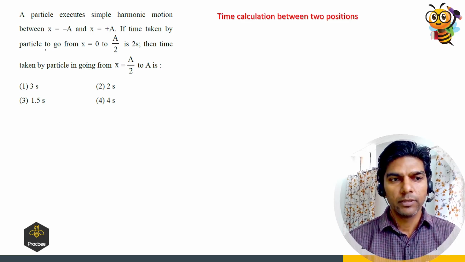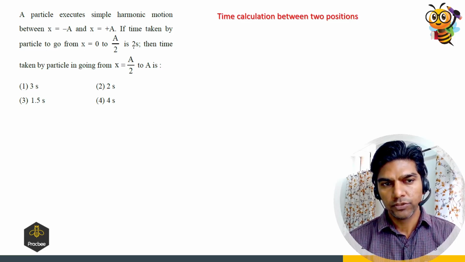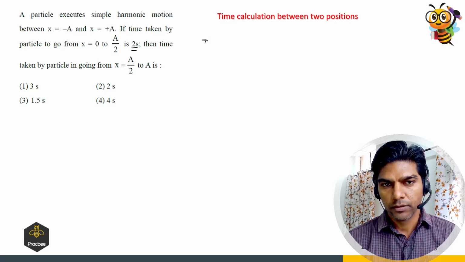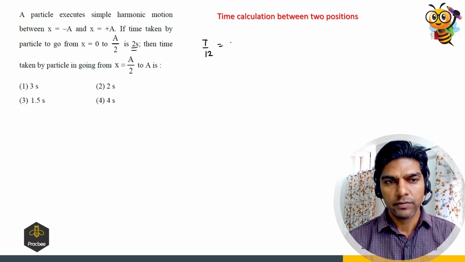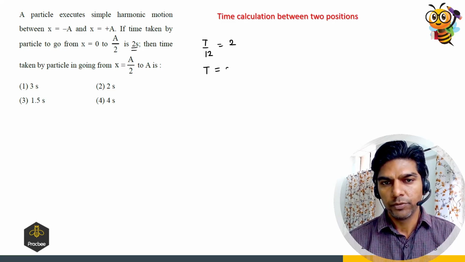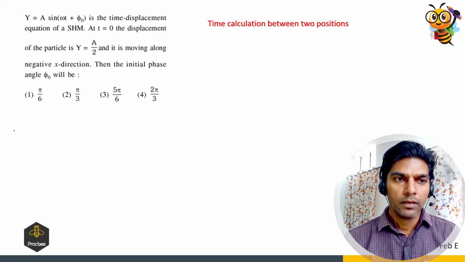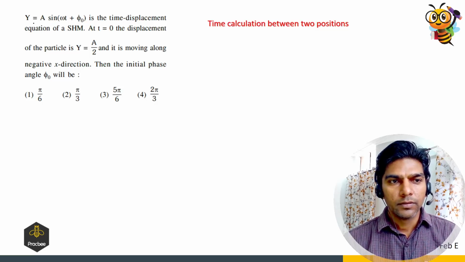A particle executes simple harmonic motion between minus A to plus A. If the time taken by the particle to go from 0 to A by 2 is 2 seconds, then the time taken by the particle in going from A by 2 to A. So what we have seen, time from 0 to A by 2 is T by 12, and this is given as 2 seconds, so time period will be 24. And from A by 2 to A, we have seen it is T by 6, which will be 24 by 6, so it will be 4. So option 4 is the right answer. Now let us see the next question.